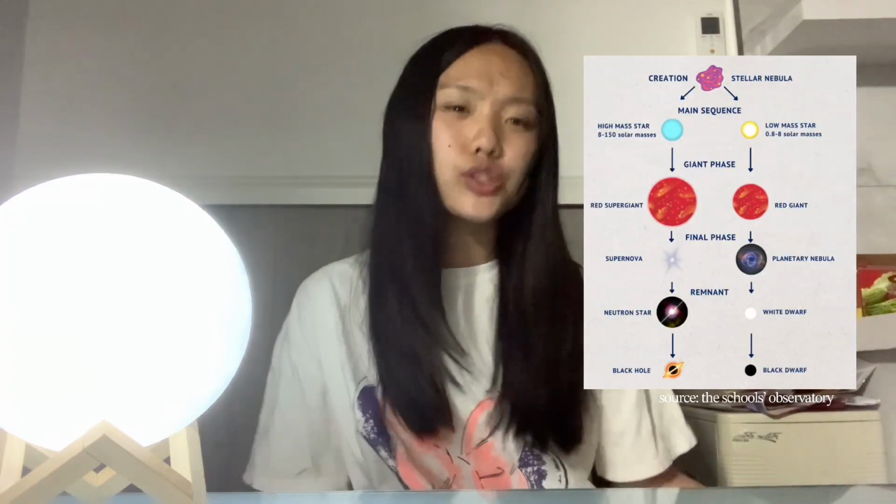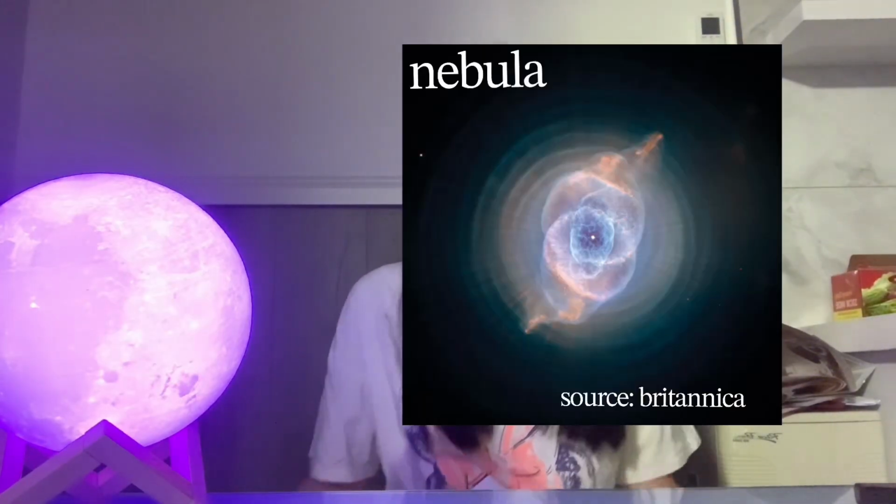Today's fortune is the star cycle, or in other words, the life of a star from its birth to its death. The life of a star starts from a nebula, or nebulae. And these nebulas are basically huge clouds of gas and dust, and they form these stars.